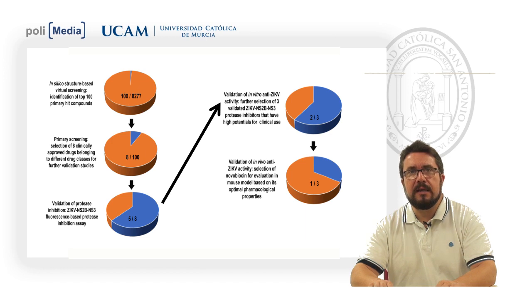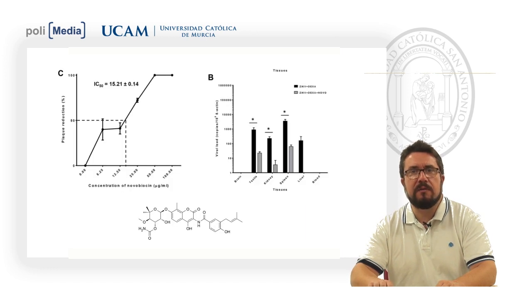They looked into the most favorable clinically approved drugs from our hits, and on the left we can see the in vitro results. The most potent candidate molecule was novobiocin. We can see its structure there, and if we increase the concentration, it has an IC50 in the micromolar range. So in vitro, the compound inhibits the replication of the virus.